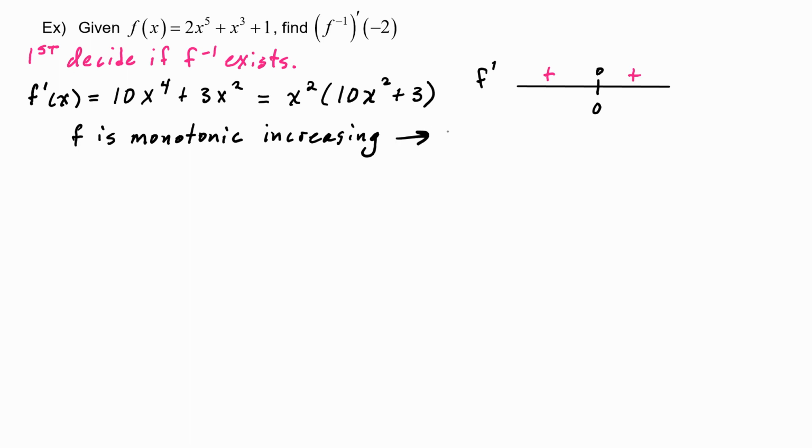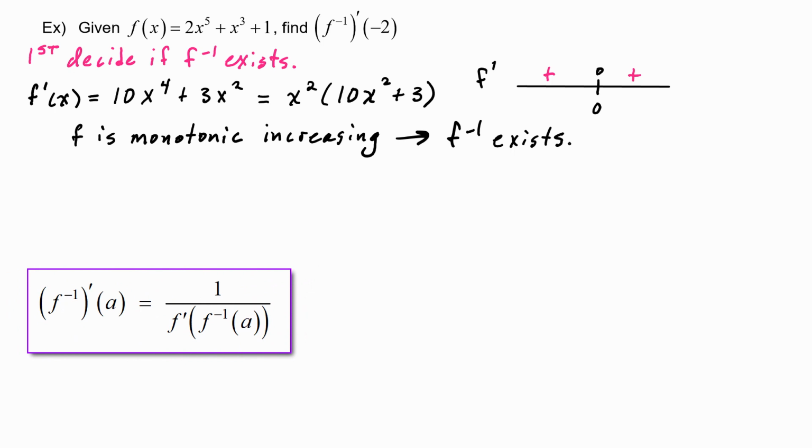We know that that means that f inverse exists. Now, let's apply the rule that says f inverse prime of a has to equal 1 over f prime of f inverse of a. So in our case, we are evaluating f inverse prime of negative 2, and so we know that's going to equal 1 over f prime of f inverse of negative 2.